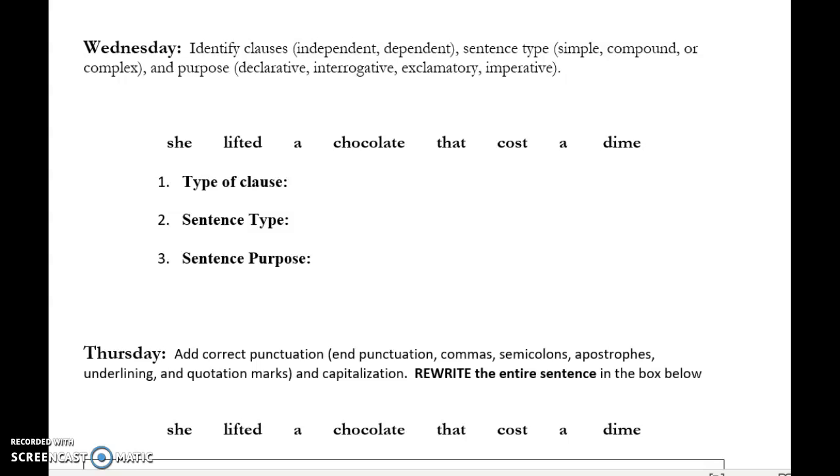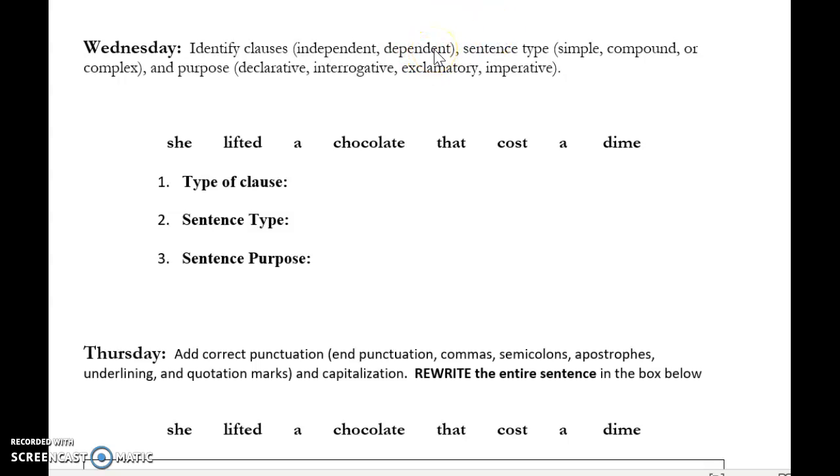All right, so we are going to look at our helpful hints for Wednesday and Thursday for our daily grammar practice. So for Wednesday, what you're going to do is identify your clauses. A type of clause, you have independent or dependent. They're up here. You're just deciding, is that sentence a complete sentence? If it is a complete sentence, it's independent. If it's a sentence fragment, then it's dependent.